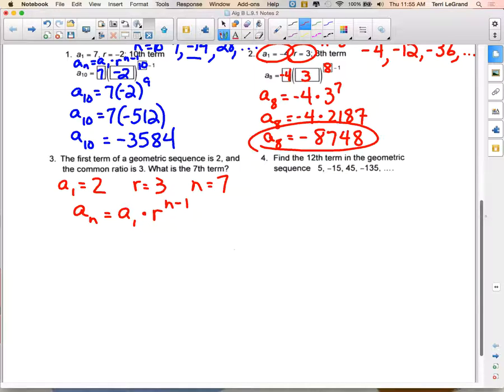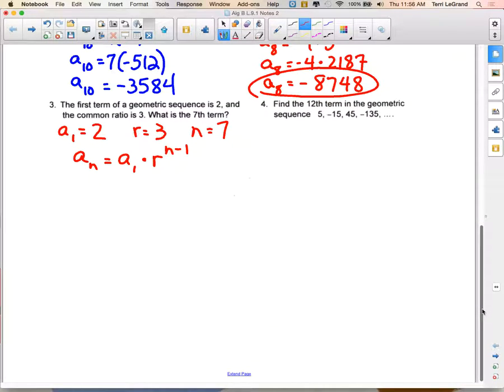Okay. Now we're ready to sub into our a sub N equals a sub 1 times R to the N minus 1 power. And again, the more times you write that down, the more likely it is you're going to remember it. Go ahead, find the 7th term of this geometric sequence.